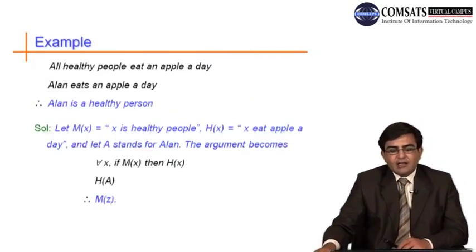An example of this: all healthy people eat an apple a day. Alan eats an apple a day. So we cannot draw a conclusion that Alan is a healthy person. This is basically the converse error in the universal modus ponens.